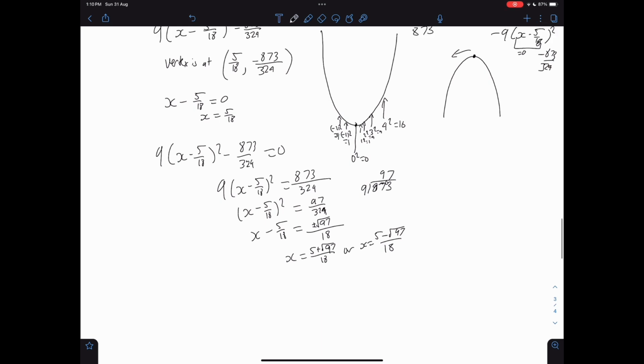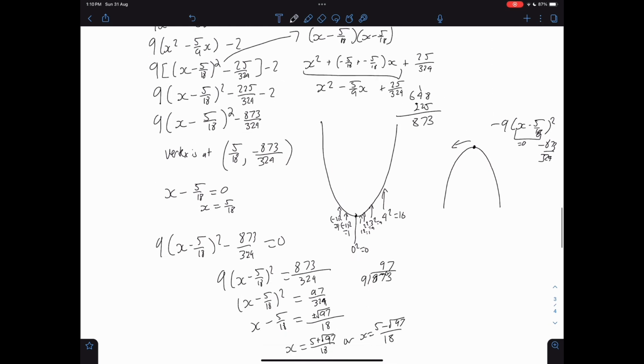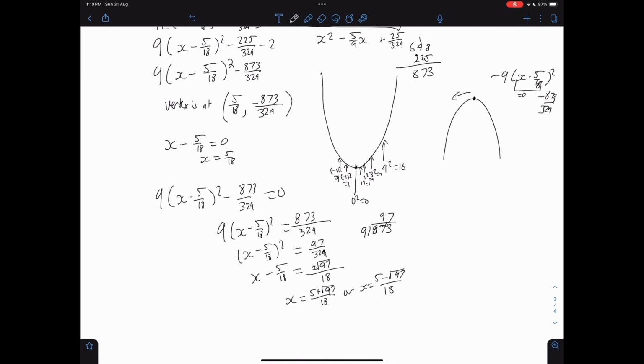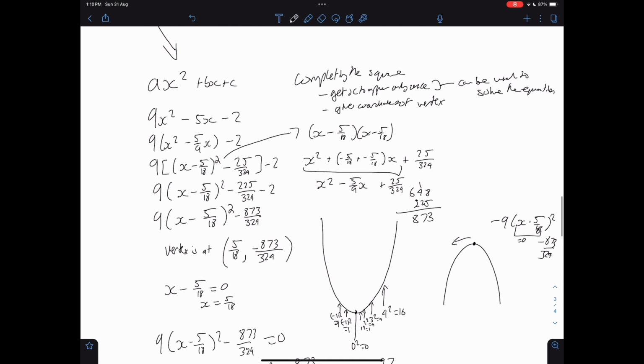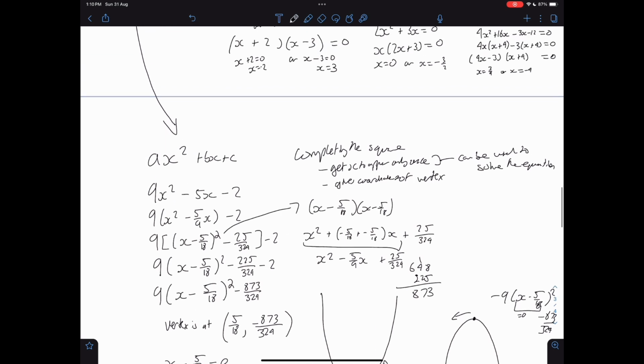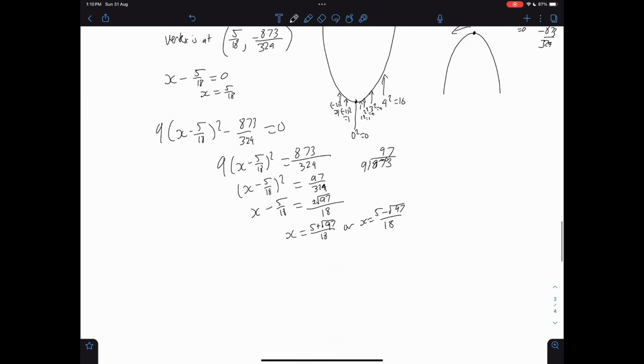So that's the process of completing the square. For a more in-depth explanation and the third way we can solve quadratics, with the quadratic formula, please see the next video.